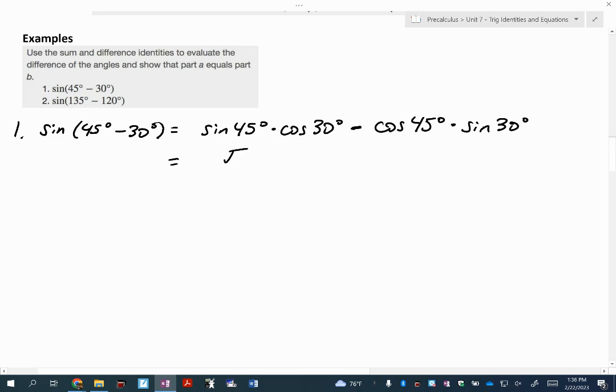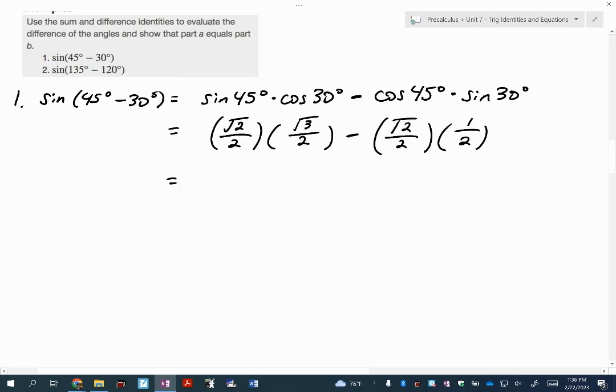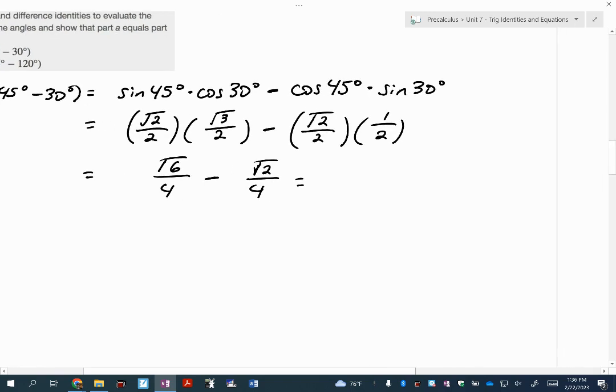Sine of 45 degrees is the square root of 2 over 2. Cosine of 30 degrees is the square root of 3 over 2, minus the cosine of 45 degrees, which is the square root of 2 over 2, times the sine of 30 degrees, which is 1/2. We multiply this and get the square root of 6 over 4 minus the square root of 2 over 4. Again, if you wanted to get everything to be one fraction, you could write it like this.